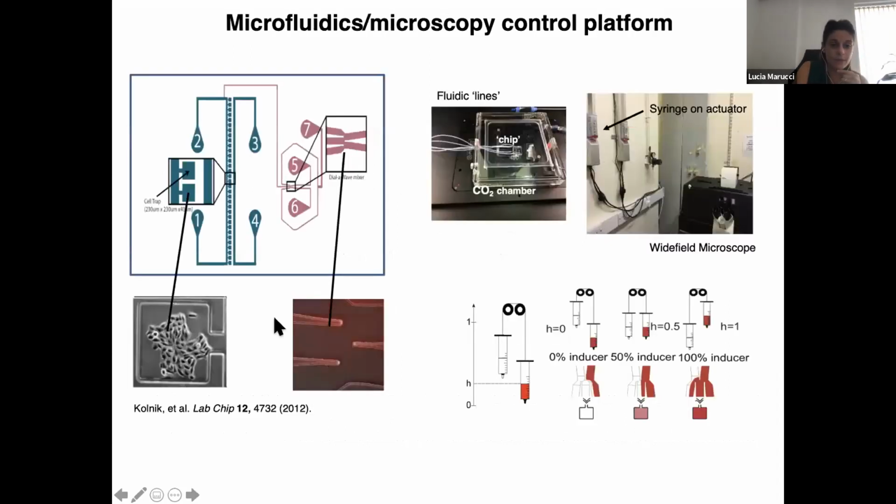So this slide shows some further details about our experimental platform. This is again our chip. These are the chambers in which we grow our cells. The chip is placed on the stage of our wide field microscope, and in turn, through these lines, is connected to our syringes, which are automatically controlled by MATLAB, which online performs both segmentation and control algorithms implementation.